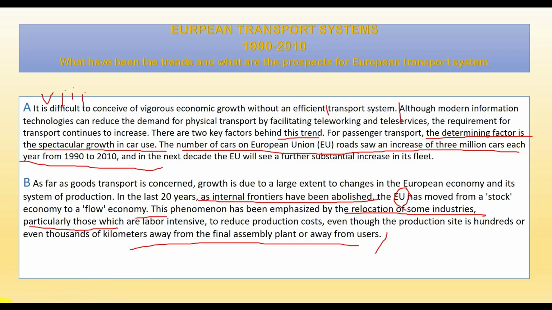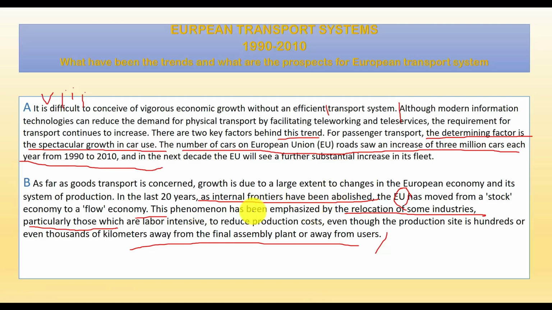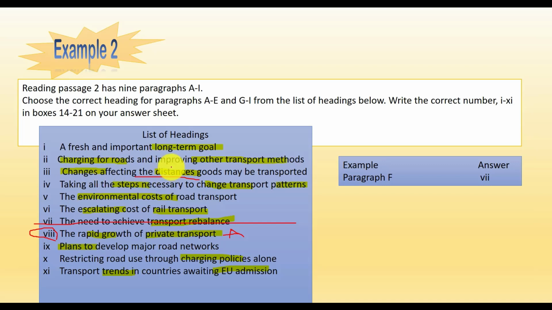Now let's look for the answer for paragraph B. It has nothing to do with a long-term goal. It has nothing to do with charging, but it has something to do with distances: internal frontiers have been abolished, relocation of some industries, particularly those which are labor-intensive. Even though the production site is hundreds or even thousands of kilometers away from the final assembly plant or away from users, it has something to do with distance. So that's our correct answer: some changes which affect the distances.